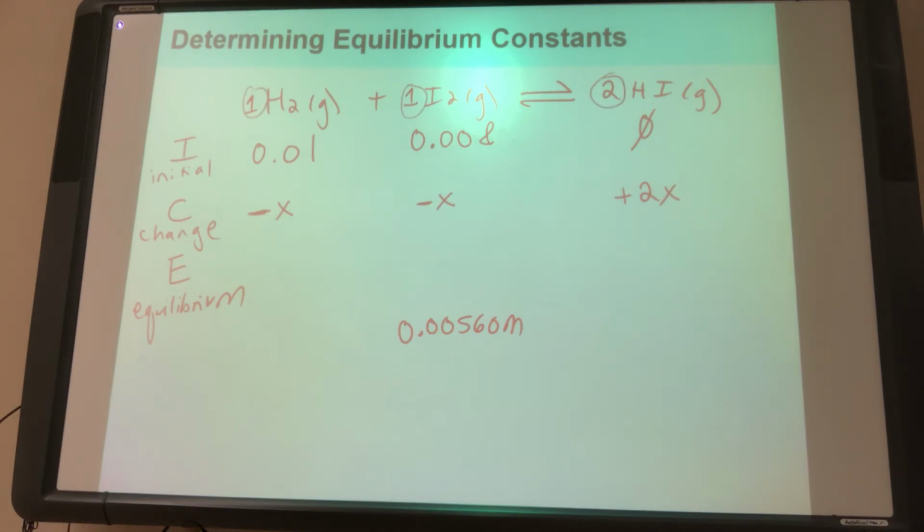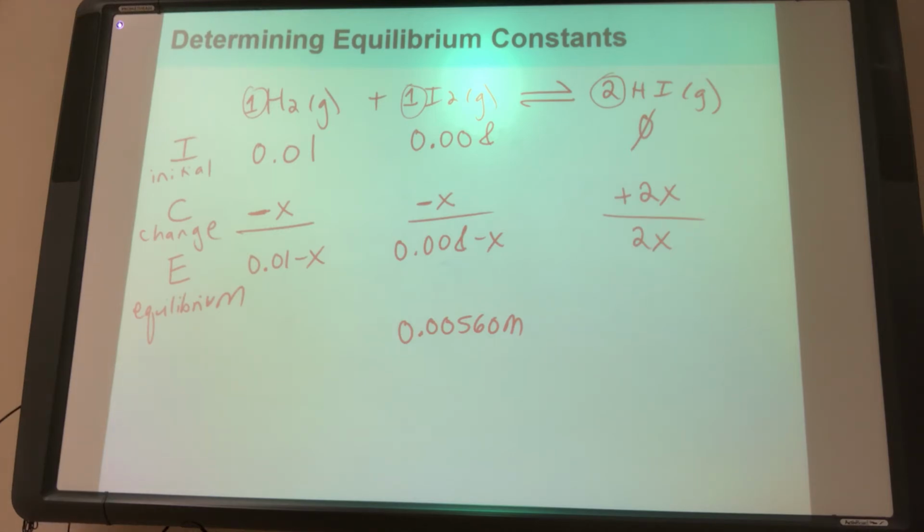All right, now we kind of draw lines, and we do this math. We kind of rewrite this. So the equilibrium would be 0.01 minus x. So it will reach equilibrium after the initial has changed by this much. So we just copy it down. Now we're going to copy this one down, and then copy this one down. Because this is 0, so it's 0 plus 2x, which is just 2x.